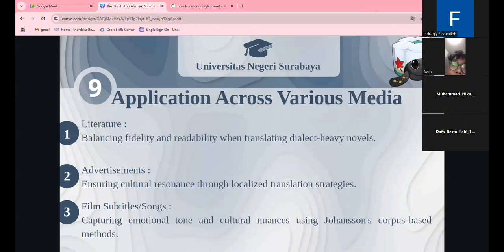And the next one is film subtitles or songs, capturing emotional tone and cultural nuances using Johansson's corpus based methods. The example is when you're watching an Indonesian movie with characters who speak a specific dialect or use a lot of slang. The subtitles need to capture not just what they're saying, but how they're saying it. If a character from Jakarta uses slang, the English subtitle might use informal English phrases to give the same impression of their social group and personality.